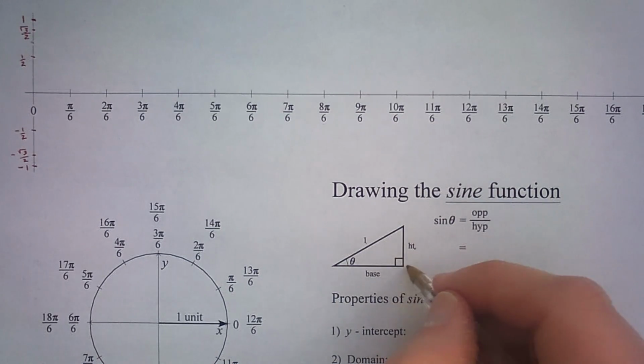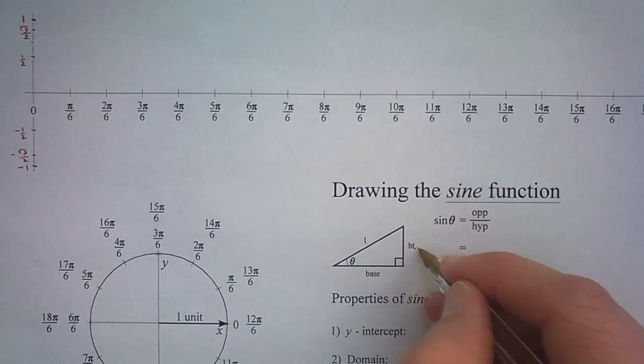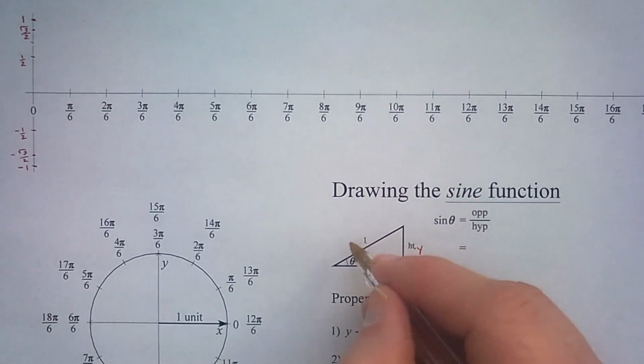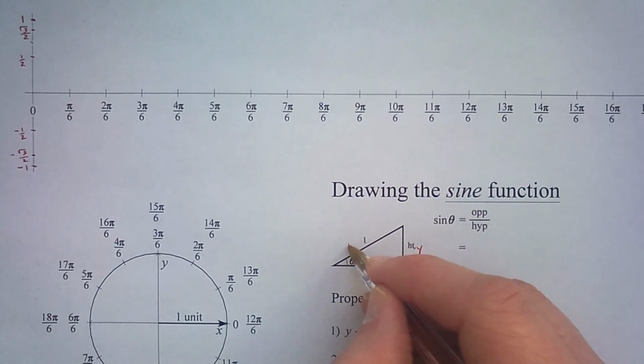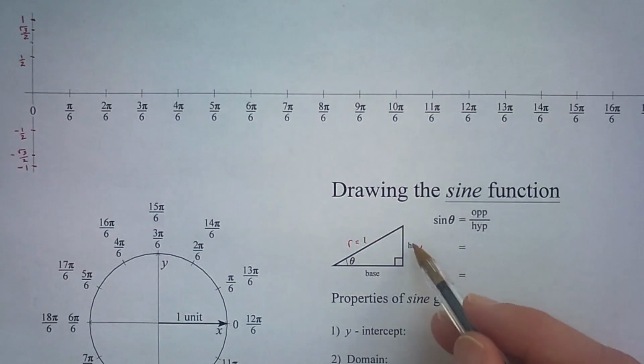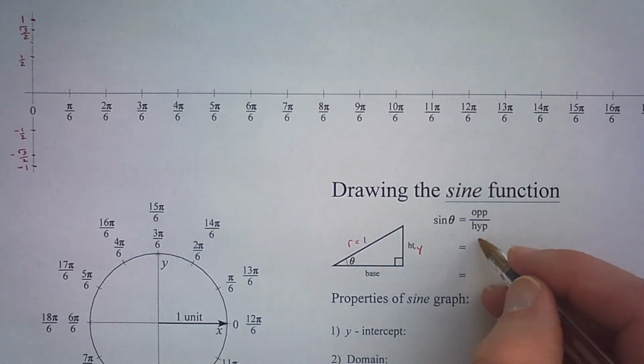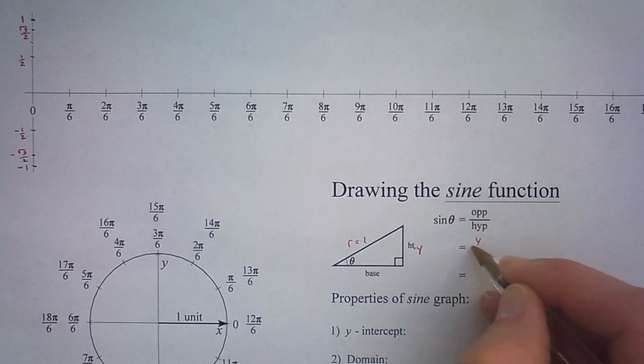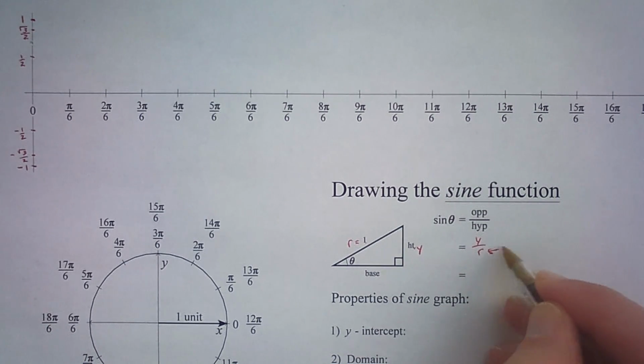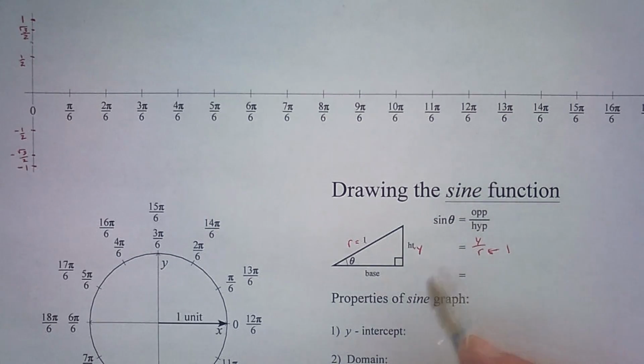The opposite is the height, which is the y value. So the hypotenuse is the radius, which is always 1. The height is the y value. So in a unit circle, opposite over hypotenuse is the same as y over r. But since r is 1, sine in a unit circle is really just the y value. So we're going to use that information to construct a sine wave.